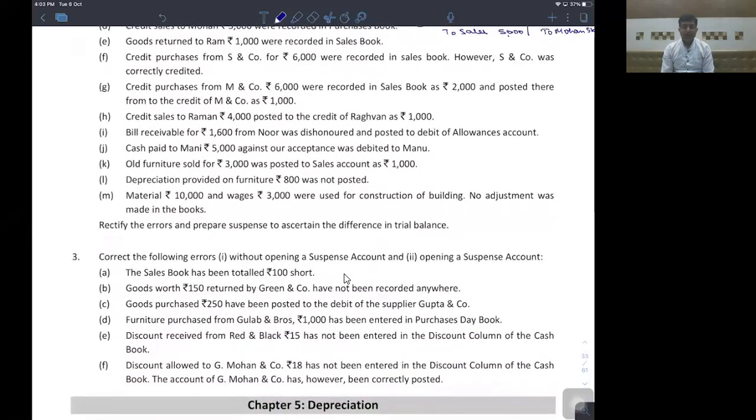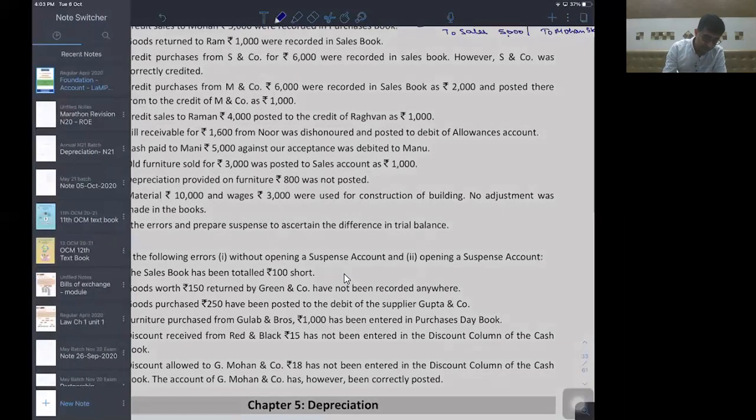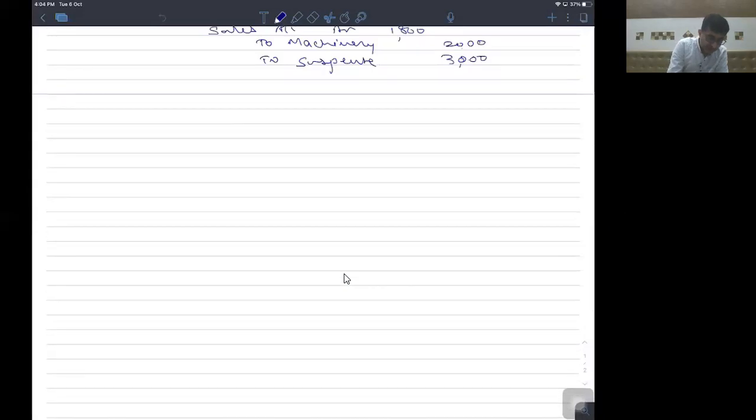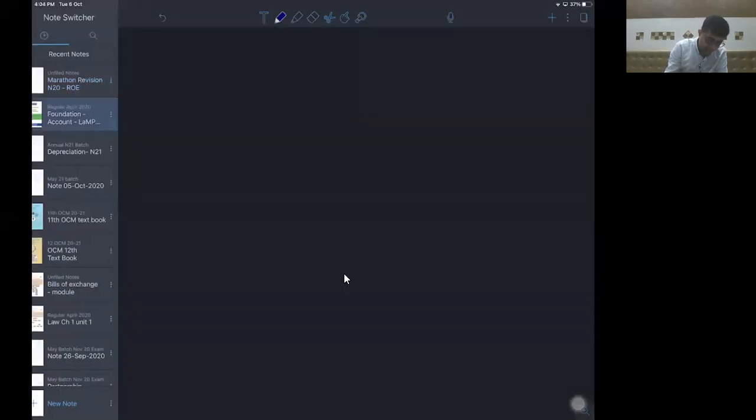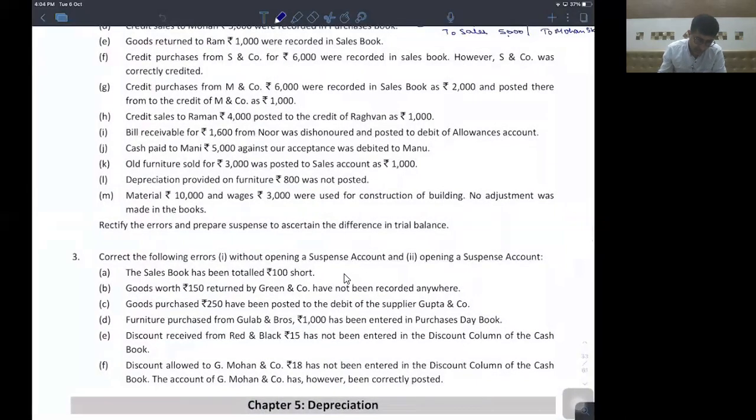Goods returned to Ram rupees 1,000 were recorded in sales book. Returned to मतलब purchase return है. Purchase return book में रिकॉर्ड करने के बजाय इस ट्रांजैक्शन को आपने सेल्स बुक में रिकॉर्ड कर दिया. And if you have recorded in the sales book, what will your correct and wrong entry be? Your correct entry should be किससे? Ram.